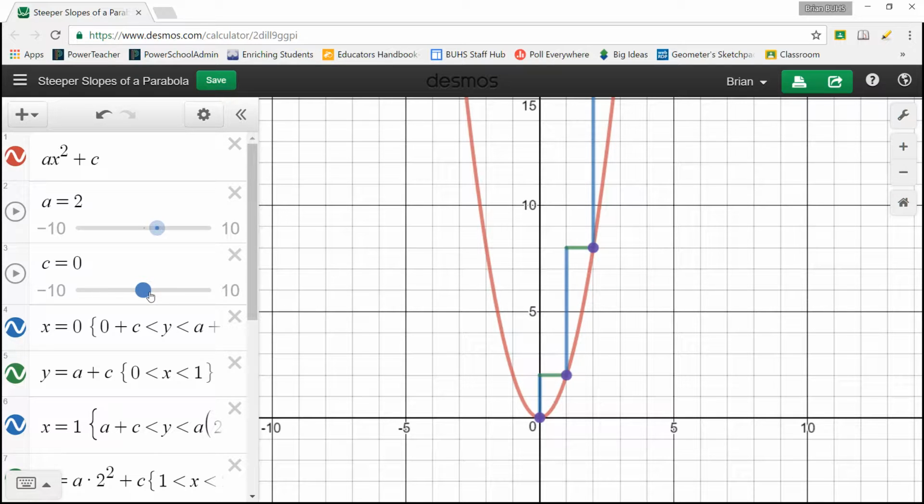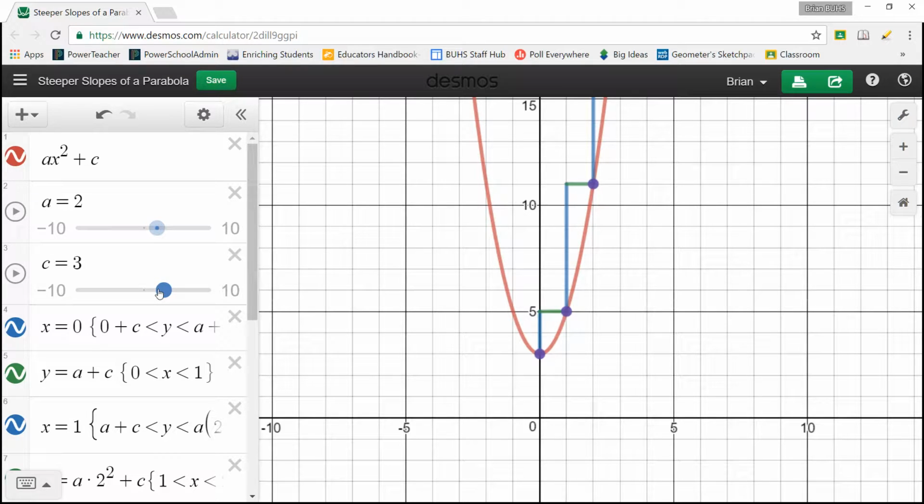So what I will do when I graph these by myself without using Desmos is I'm going to find my vertex, wherever that might be, so let's say 3, and then I'll move by my slopes, in this case being up 2 over 1, up 6 over 1, up 10 over 1, and that's how I'll be able to generate my graph.